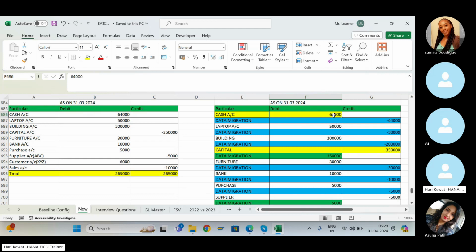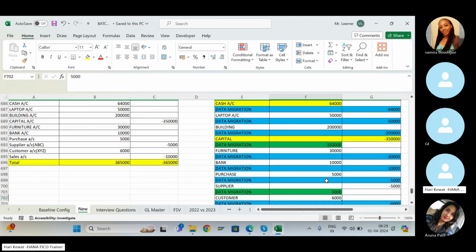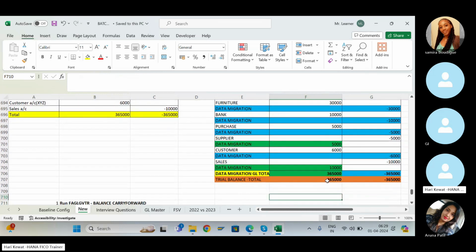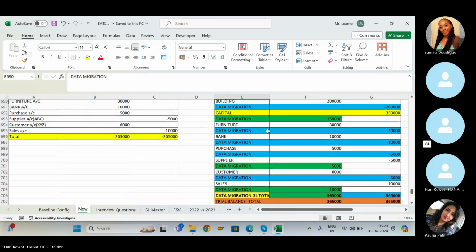Then in total also you have to match. So here you have to add this, plus this, plus this. Everything on the debit side, you have to add, except the data migration GL. So if you add, you will get this much balance on the debit side and this much balance on the credit side. Okay, the same balance you had in the legacy system also. Debit side this much, credit side this much. Is there any doubt up to here? Anybody has any doubt in data migration? Any doubt you have? No, sir.